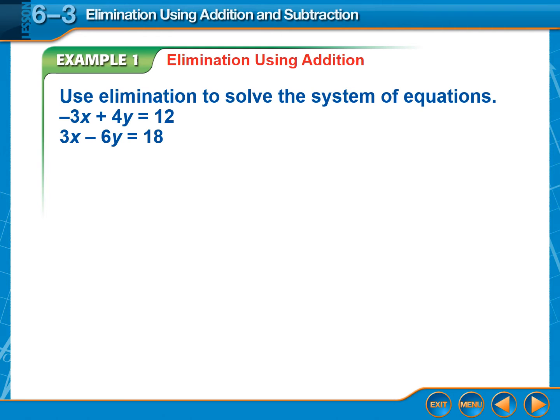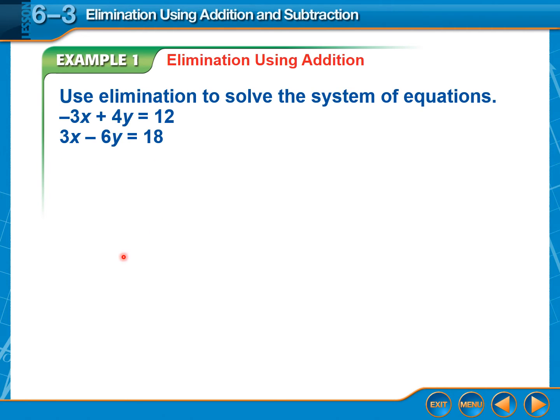All right, so let's take a look at an example. We're going to be using elimination to solve this system of equations. Equation 1 is negative 3x plus 4y equals 12. And equation 2 is 3x minus 6y equals 18.